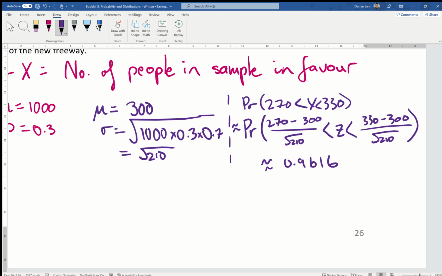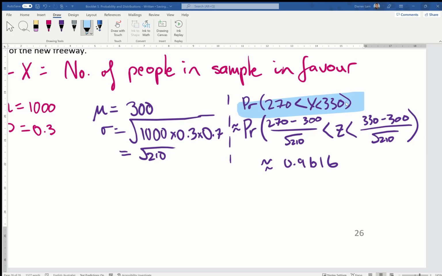Alternatively, you could just use our values in this section here and put them in the calculator, where our lower bound is 270, our upper bound is 330, our standard deviation is the root of 210 as we calculated earlier, and of course our average is 300. And you get a slightly different answer. But it still works. It depends on what information you're given.